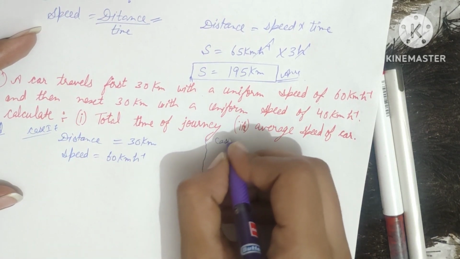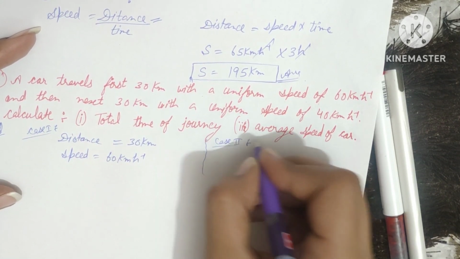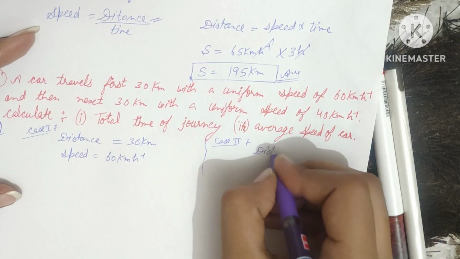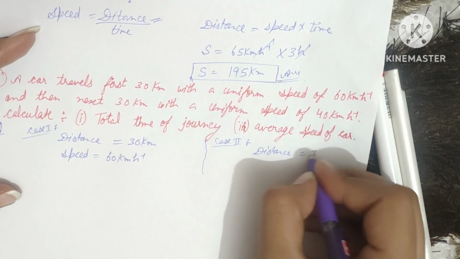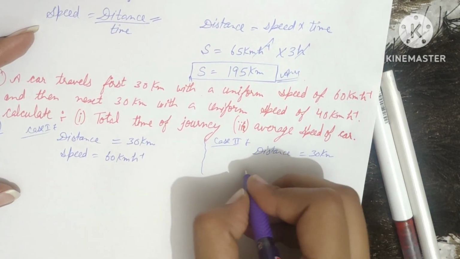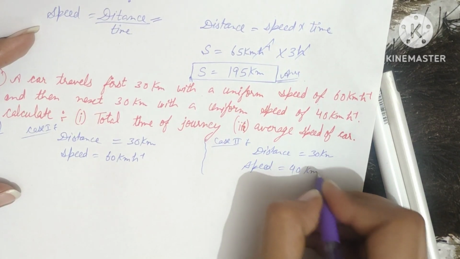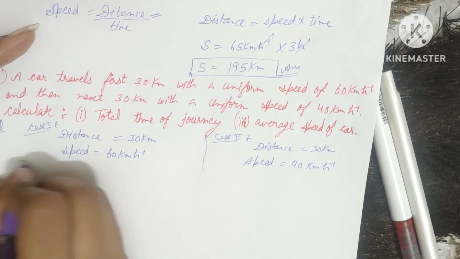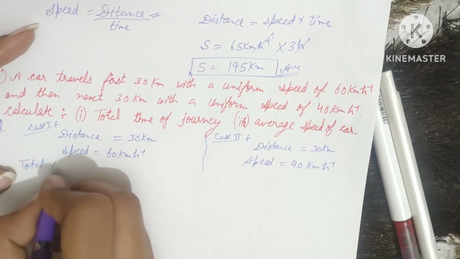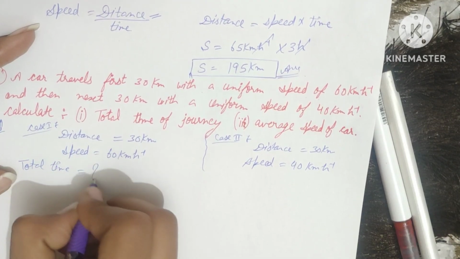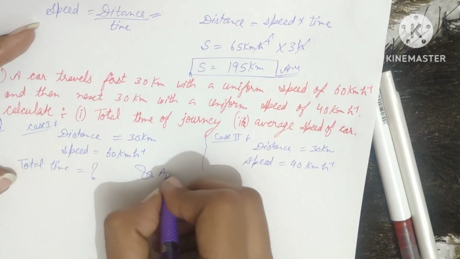Now for case 2, the car traveled the distance again, the same 30 kilometer, but the speed now is 40 kilometer per hour. We need to find the total time and average speed.